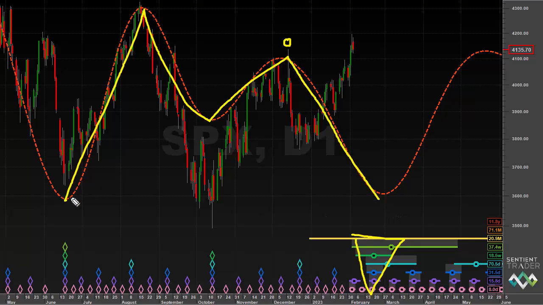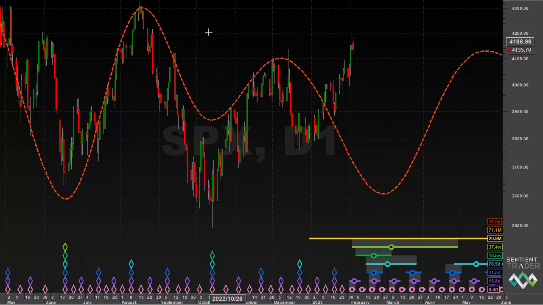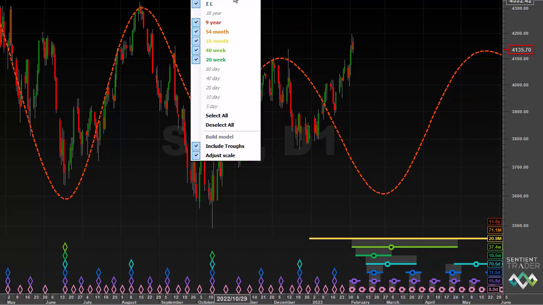You can see that the composite model line matches price action fairly well all the way up to this peak. Recent price action, in particular the bounce out of the 80-day cycle trough, has contradicted the composite model line, which is a warning that there is in fact something wrong with this analysis. Let's add a little more detail to this composite model line.